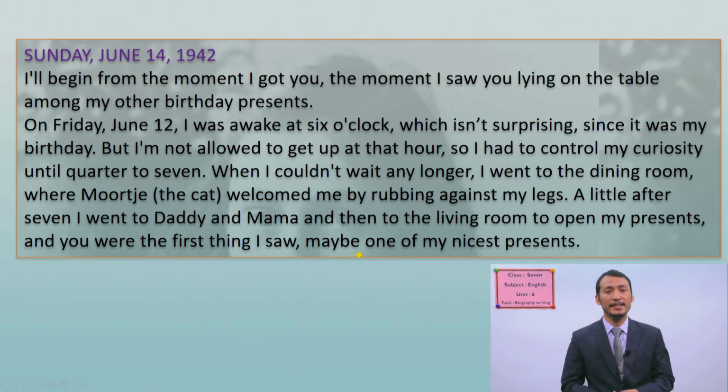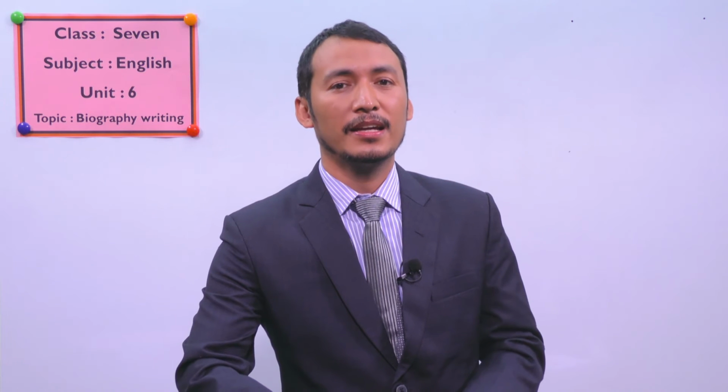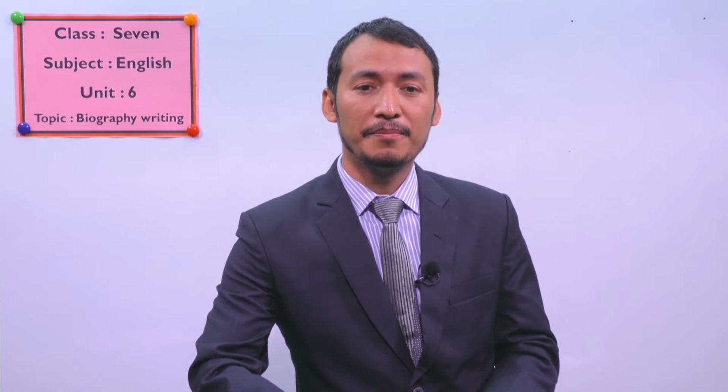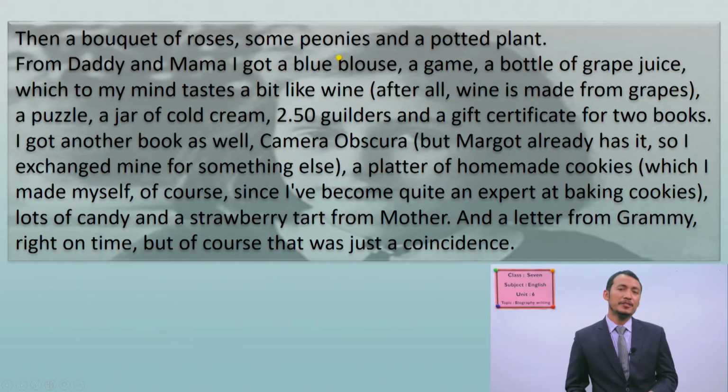She writes about her diary like this, about the event when she got her diary as a present. Okay, now the next part is the description of other presents: "a bucket of roses, some peonies, a potted plant. From Daddy and Mama, I got a blue blouse, a game, a bottle of grape juice, which to my mind tastes a bit like wine. After all, wine is made from grapes, a puzzle, a jar of cold cream, 2.50 guilders, and a gift certificate for 2 books." These are the descriptions of all the presents she got on her birthday.